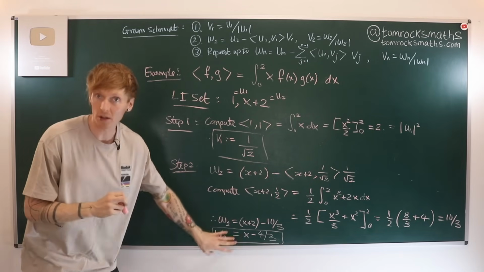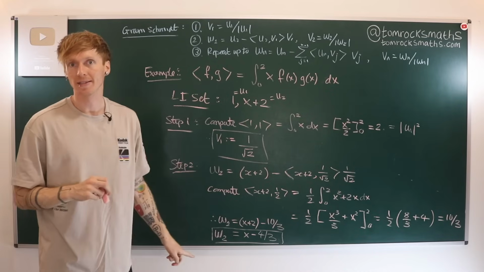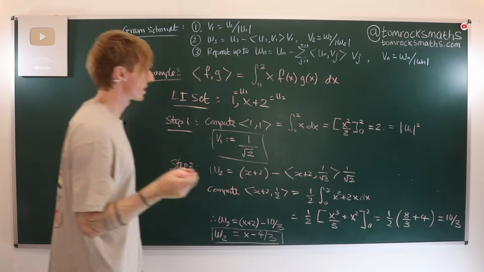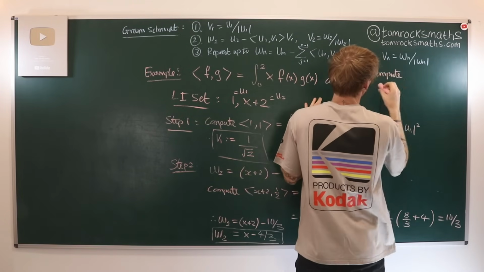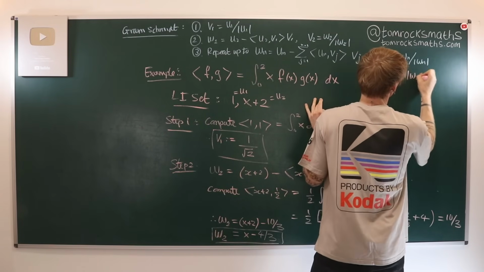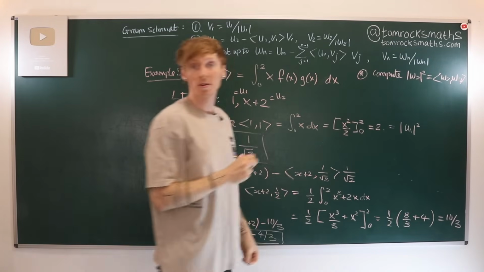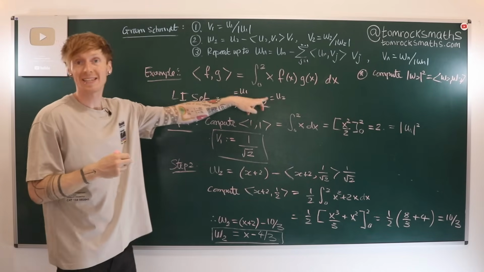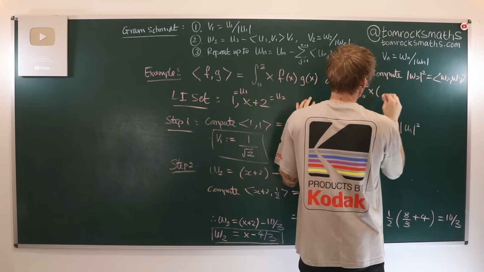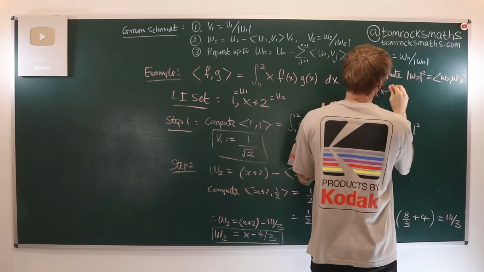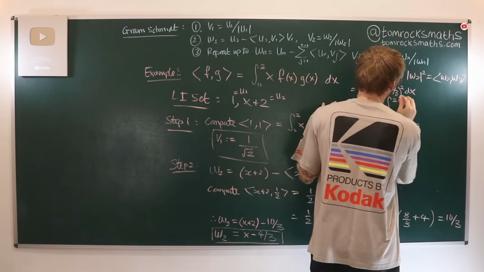This will be orthogonal to our other vector 1 over root 2, but is not yet normalized. So we have W2, we need to normalize it. So carrying on over here, we need to compute W2 with itself. So the modulus of W2 squared is the inner product of W2, W2. So again, according to our definition, we've got x minus 4/3 with itself and with this x. So we actually want the integral from 0 to 2 of x times x minus 4/3 squared dx.